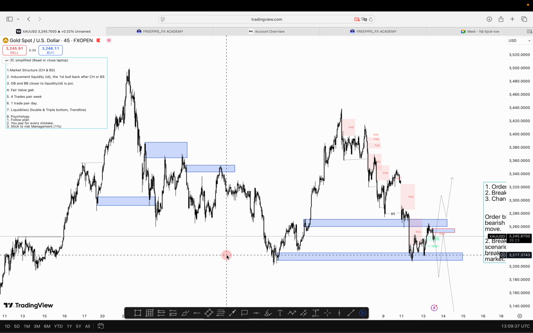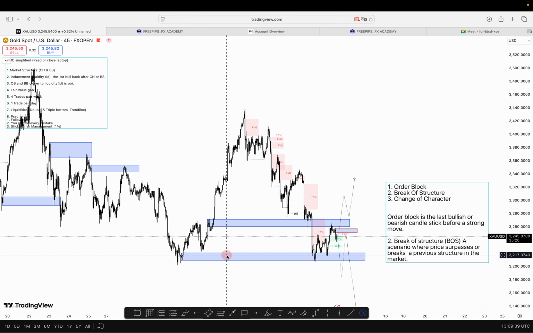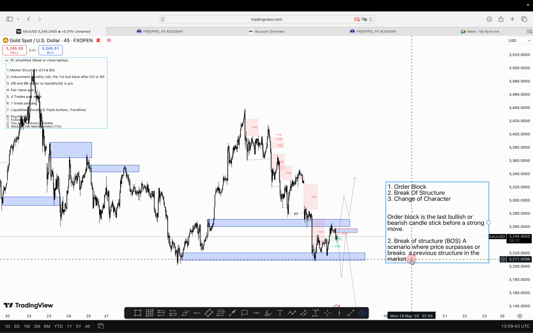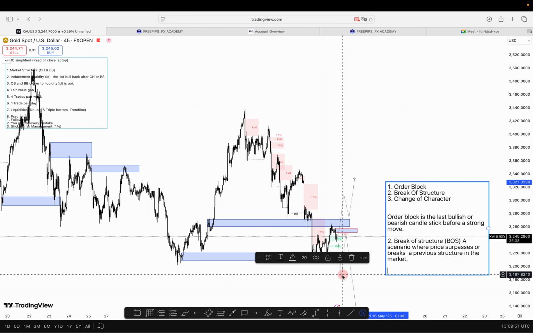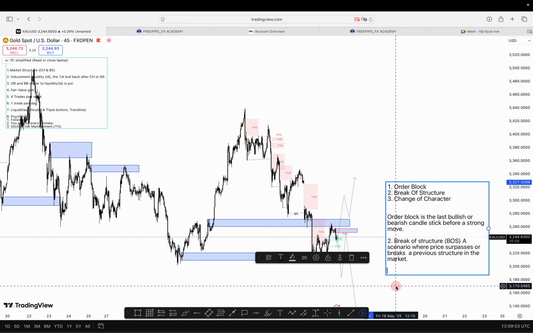Okay. That is a break of structure, and what of change of character? Change of character is also known as market structure shift. Break of structure, change of character. Mostly they call it CHoCH.